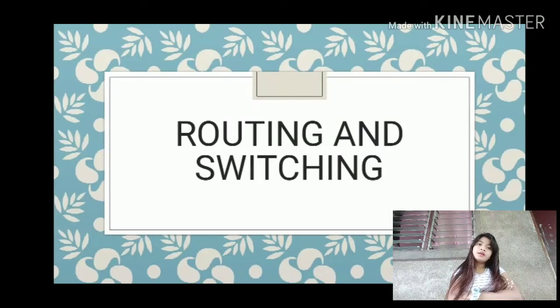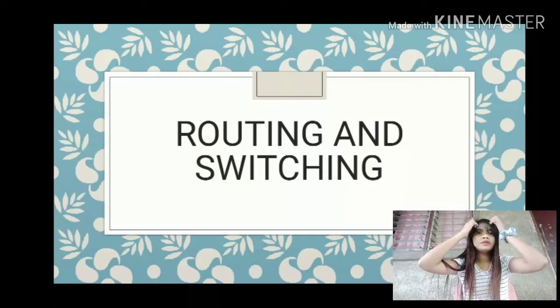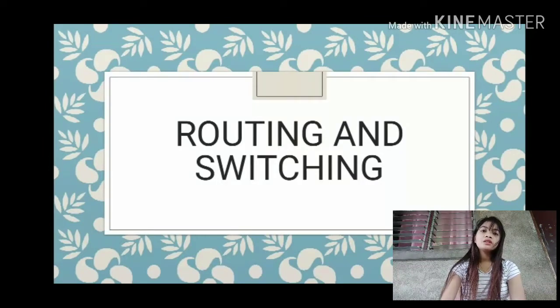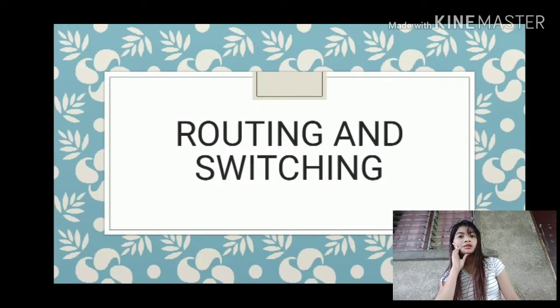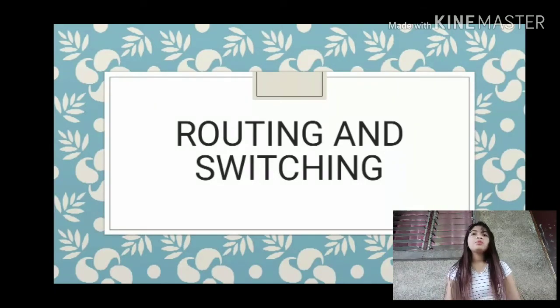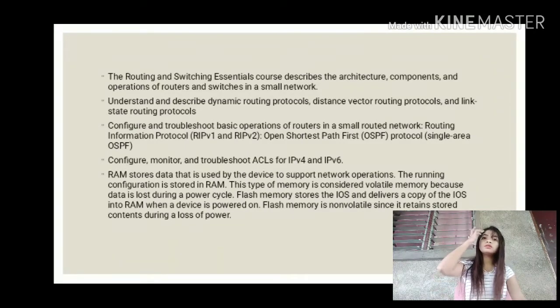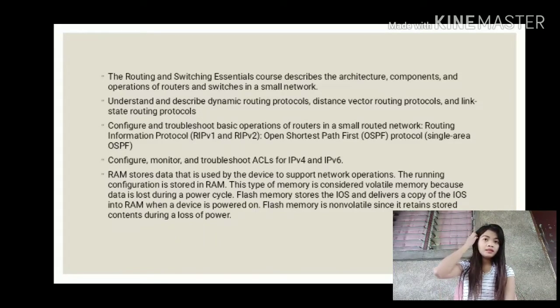So let's continue. A Routing and Switching Essentials course describes network architectures, components, and the operations of routers and switches in a small network. It describes dynamic routing protocols, distance vector routing protocols, and link state routing protocols. It covers configuring and troubleshooting basic operations of routers in a small routed network, routing information protocols, and configuring, monitoring, and troubleshooting ACLs in IPv4 and IPv6.